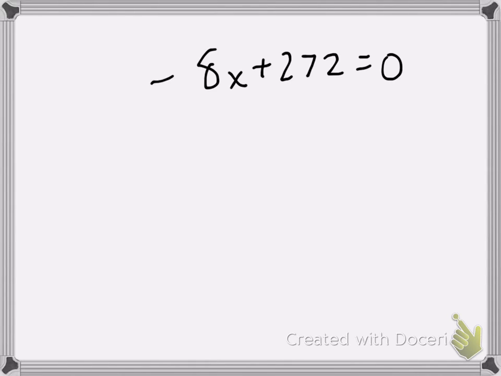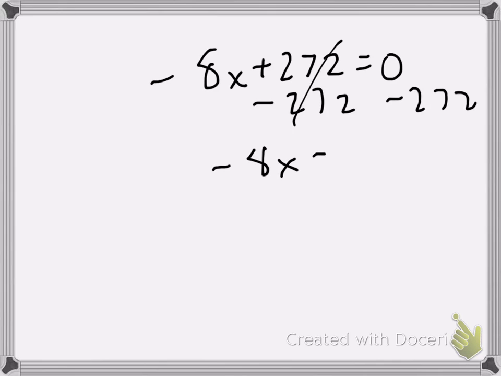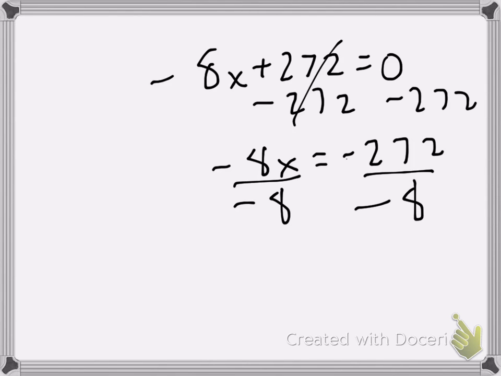And this is what we want to solve. So since it's just a linear equation, I'm just going to move things around, get the x on one side by itself. So we'll move that 272 over, get rid of those. Divide by negative 8. And we've got it. So that'll give us 34. Let me throw that in our calculator.